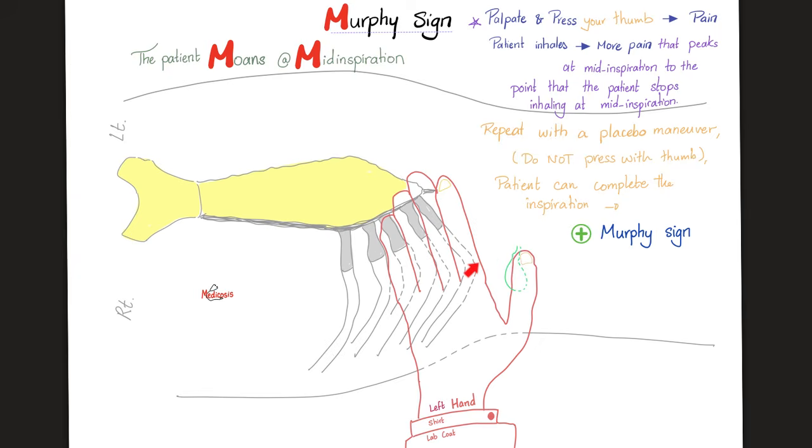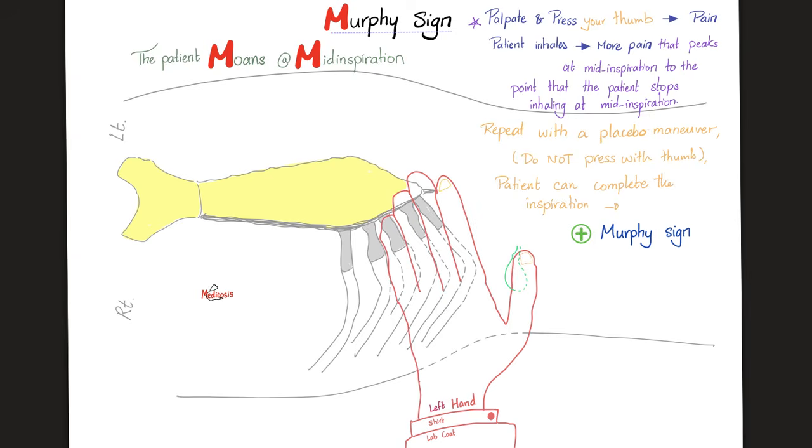Now your thumb is below the right lower ribs. And then you will do something crazy. You will start to abduct your thumb and then oppose it, rotate it downwards as if you're doing a thumbs down sign. Underneath your finger in this area is the gallbladder. Press on that gallbladder. Ask the patient to take a deep breath. The patient will initiate the inspiration. More pain is going to happen. The pain will reach its peak at mid-inspiration, to the point that the patient will stop inhaling at mid-inspiration.